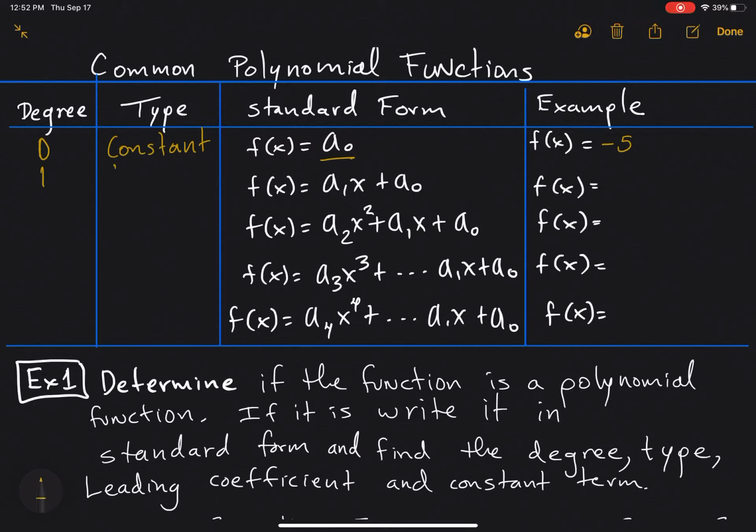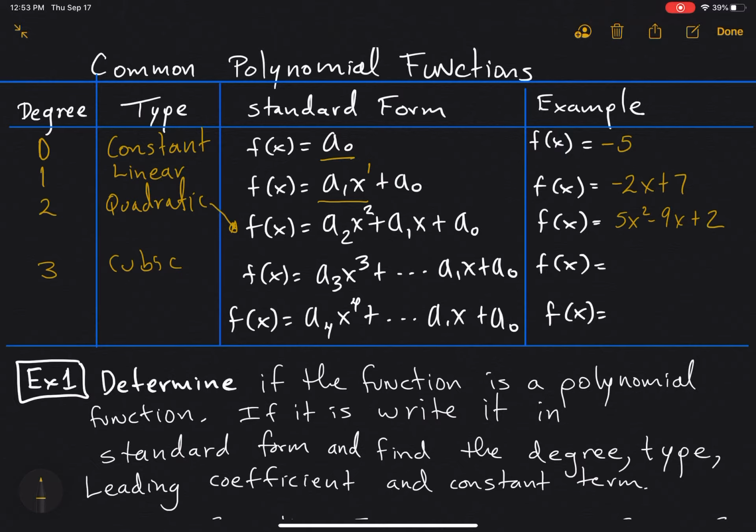If the degree is 1, we call it linear. Some of these words you are familiar with. The highest exponent is a 1. An example could be negative 2x plus 7. This is a linear function. When you graph this, you get a line. If the degree is 2, we call it quadratic. Something like 5x to the second minus 9x plus 2 would be an example of a quadratic function. If the degree is 3, we call it cubic.